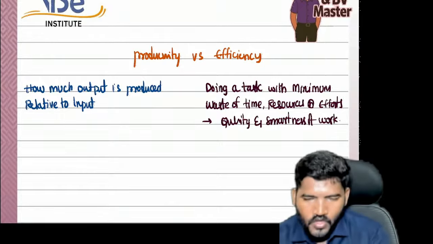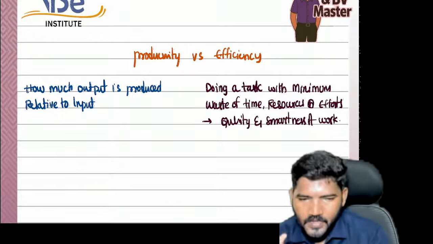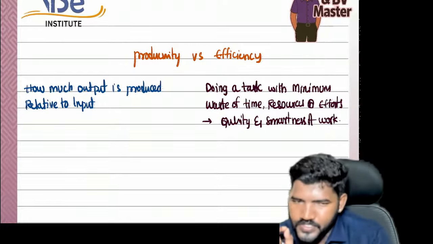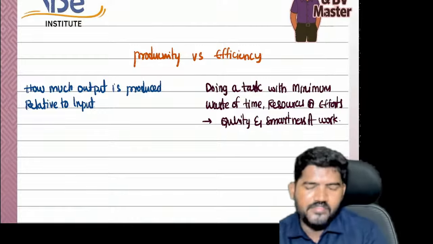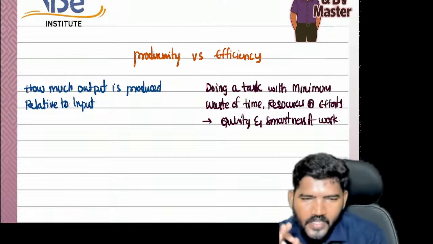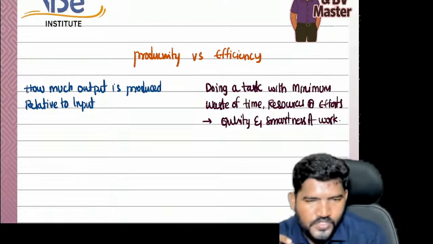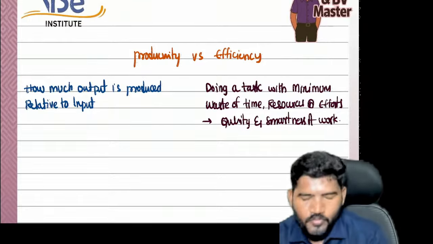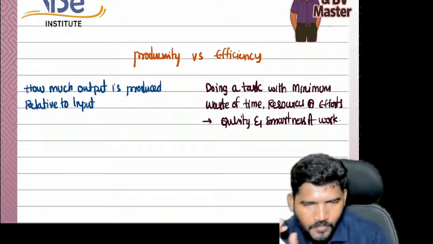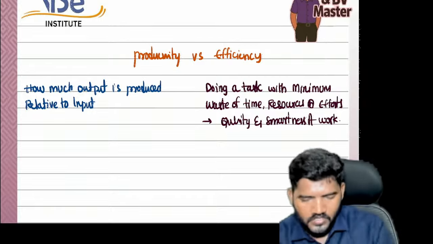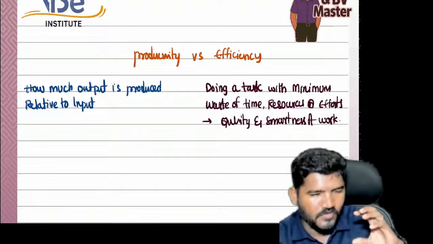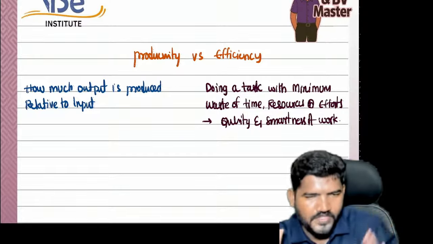Hope you guys are clear. He says he studied 14 hours; that 14 hours is known as productivity, and that 8 hours is known as efficiency. That is the basic difference between productivity and efficiency. So how much wastage is there, how many resources were used, how much effort was put in? Productivity does not consider those. It only considers that, given these inputs, this much output is produced.